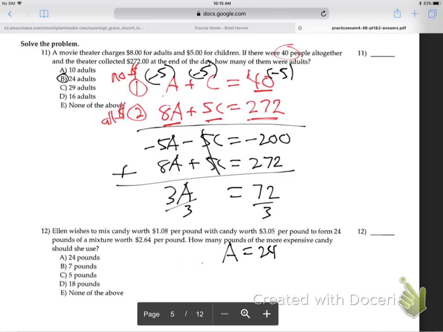So I just made the C's become opposites. That's how you handle two equations with two letters. Make two of them opposites so they cancel. All right, I'm going to move on. Any questions?